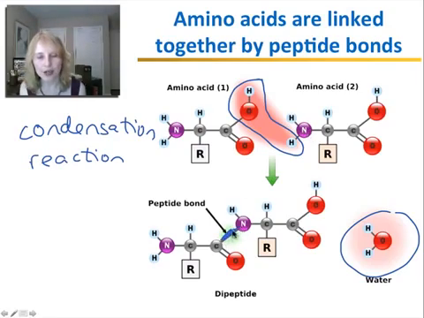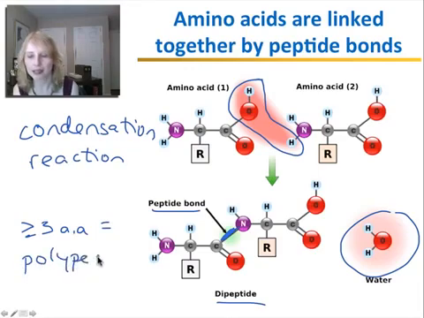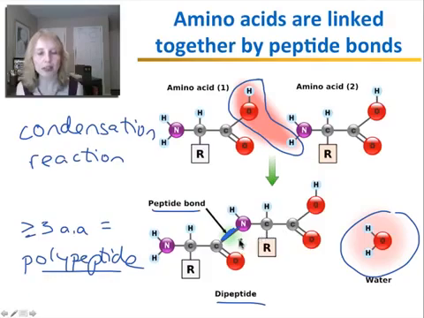And when they are linked together, that creates a peptide bond. A peptide bond is simply a type of covalent bond that links together two amino acids. And when they are linked together, you get a dipeptide. Once you have 3 or more amino acids, then it is considered a polypeptide. So a polypeptide is composed of 3 or more amino acids, all of them linked through a peptide bond between the carboxyl group and the amino group.